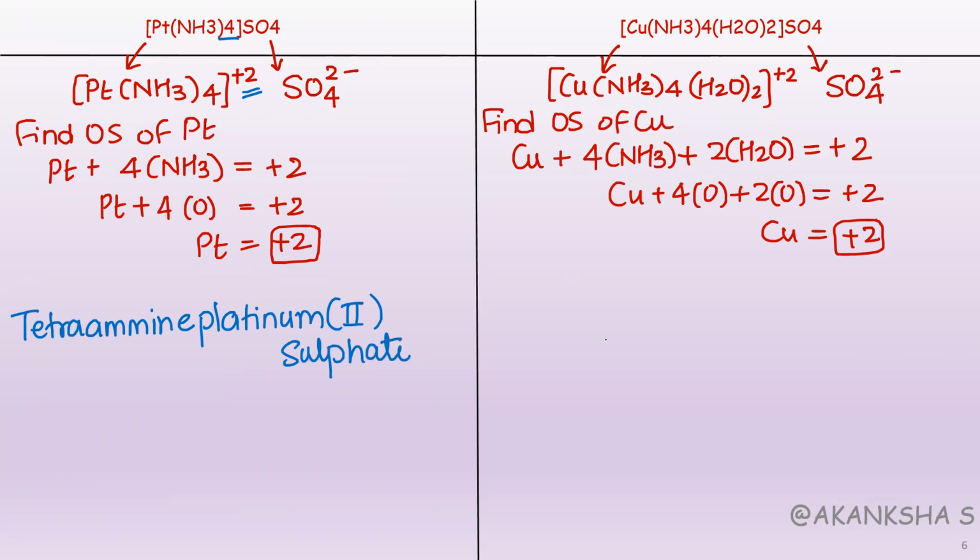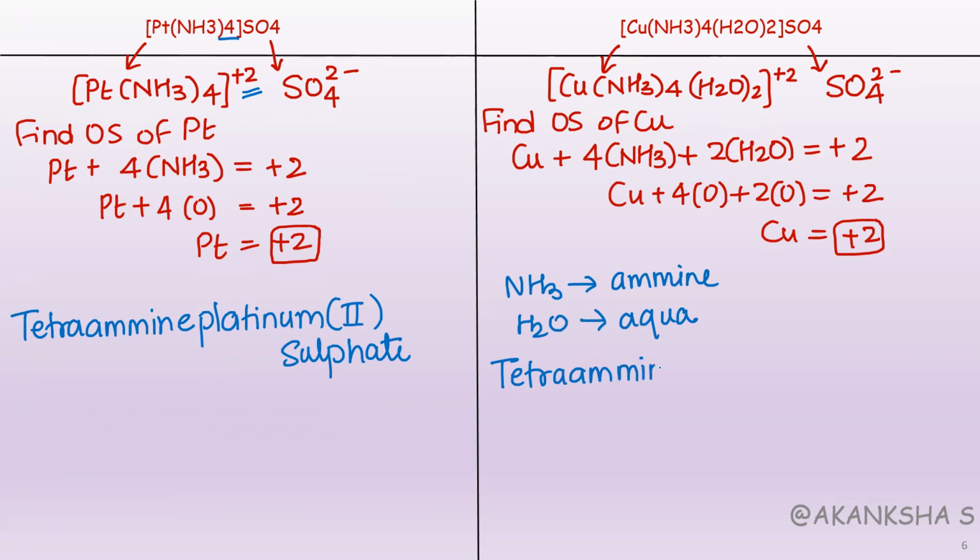Okay. Let's try the next one. Again, we have multiples over here. NH3 is amine. H2O stands for aqua, water. We know amine comes alphabetically prior to aqua. So we start with amine. How many amines? 4. Tetraamine. How many water molecules? 2. Diaqua.